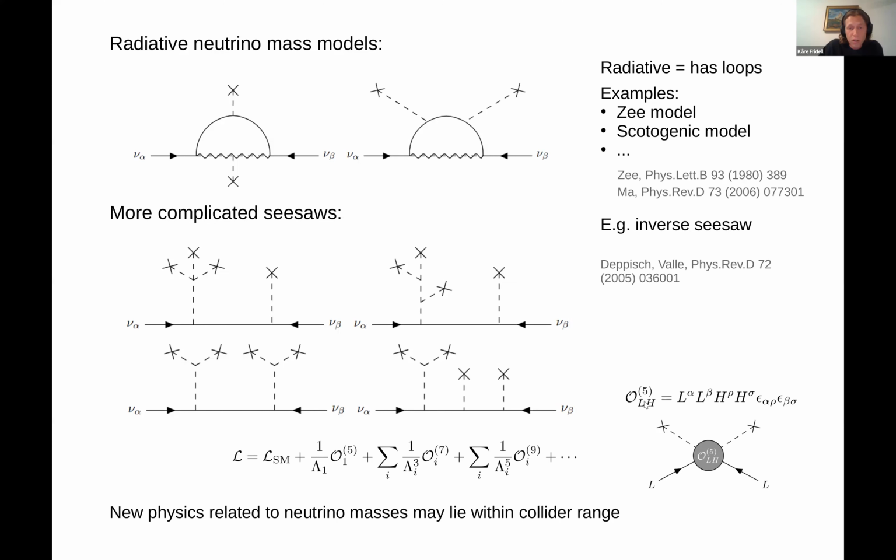And a general framework to describe these types of interactions is, of course, the EFT language, where we extend the standard model Lagrangian by a series of high dimension operators. And maybe the most famous one is this dimension 5 Weinberg operator, which simply has two leptons and two Higgs. So if you imagine, instead of the blob, this right-handed neutrino mediator, that's simply the type 1 seesaw. Because it's an operator, it can have any kind of UV completions.